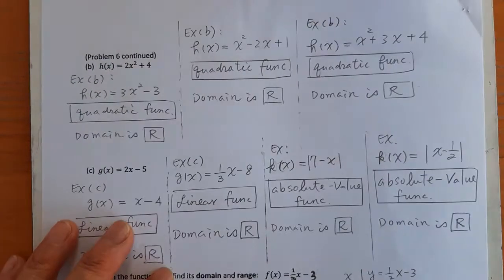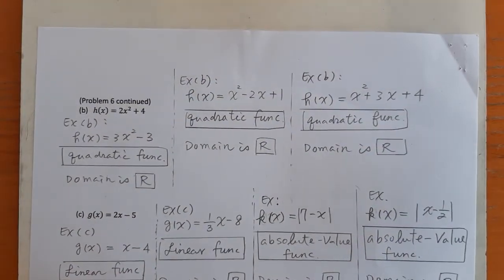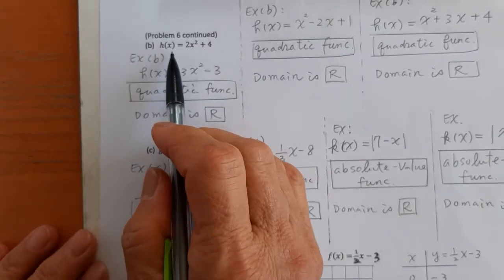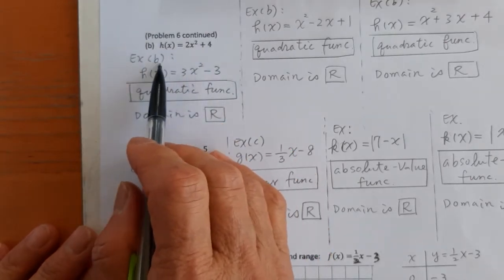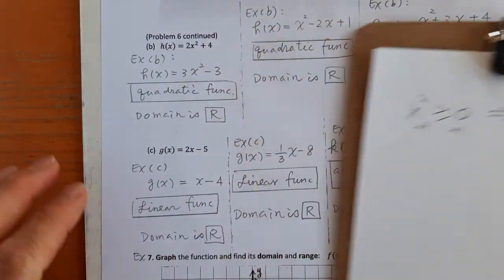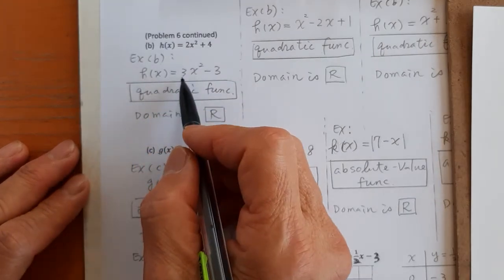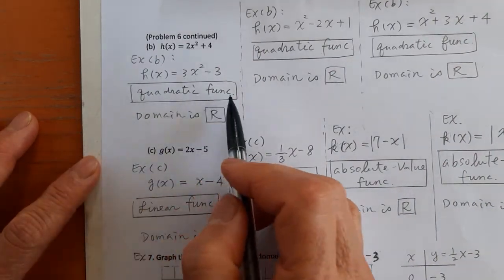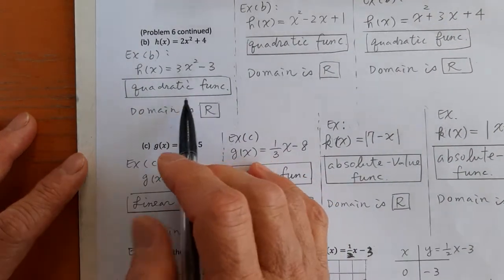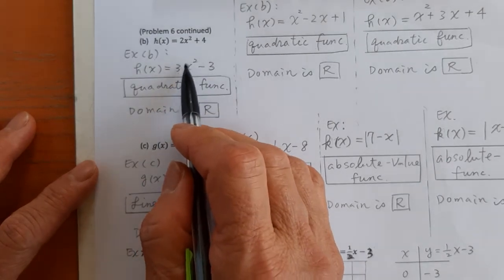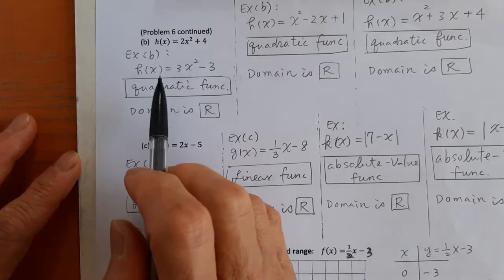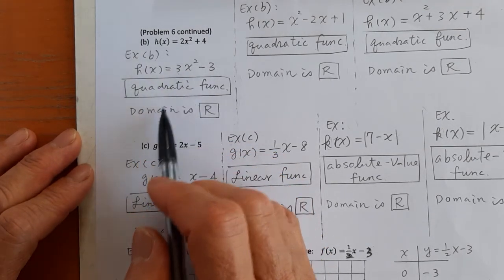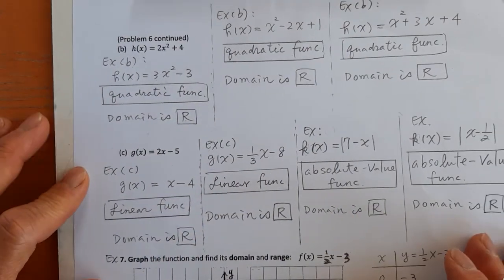Then the next one, question 6b. This is h of x, the h function. Given h of x equals 3x squared minus 3. The degree is 2, so we call it a quadratic function. What's the domain? The domain is the numbers you can put in for x to have a function value. All those numbers together we call the domain. So you can plug any real number in, and the domain is all the real numbers.